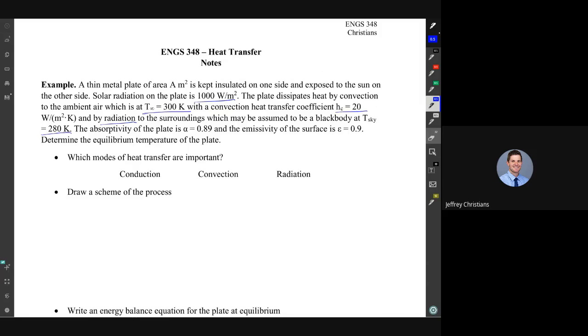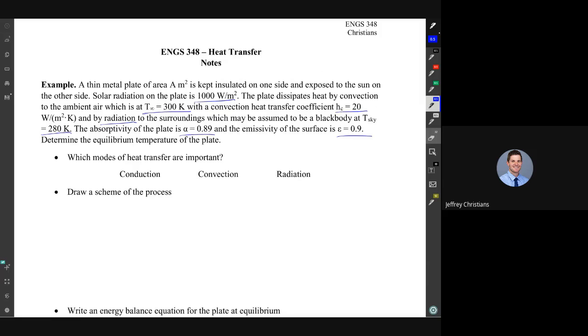So gases are transparent to radiation unless you have a lot of them, like the whole atmosphere. Then that can act like a faraway black body that is radiating and absorbing radiation. It's a little weird feeling until you do it a few times and get comfortable with it. Okay, and then the absorptivity of the plate is 0.89. The emissivity is 0.9. Determine the equilibrium temperature of the plate.